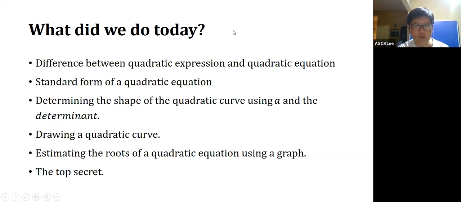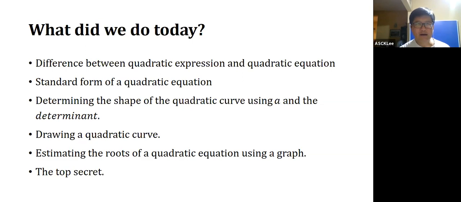Okay, now we are going to come to a close here. So let's look at what we did today. All right, so today, we started off by differentiating what's a quadratic expression, what's the difference between a quadratic expression and a quadratic equation. An equation has an equal sign. An expression doesn't have. And for it to be quadratic, the highest term must be x squared, and the x squared term must be there.